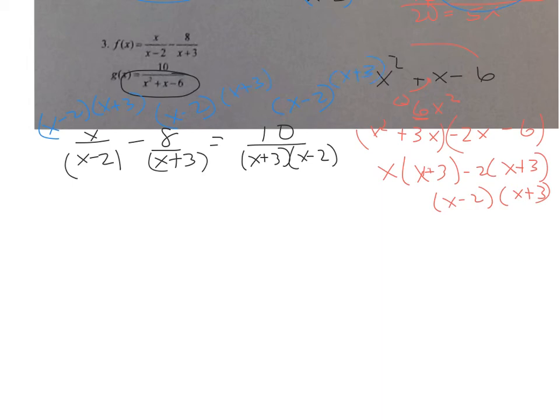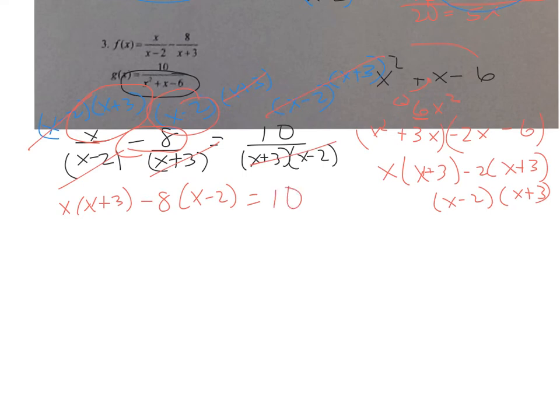All right, now let's reduce. So x minus 2 and x minus 2 reduce. So be careful here. We're left with x times x plus 3. X plus 3 and x plus 3 reduce. Be careful, this is negative 8 times x minus 2 equals, this all reduces with that, so I'm left with 10. So we'll distribute, we get x squared plus 3x minus 8x plus 16 is equal to 10.